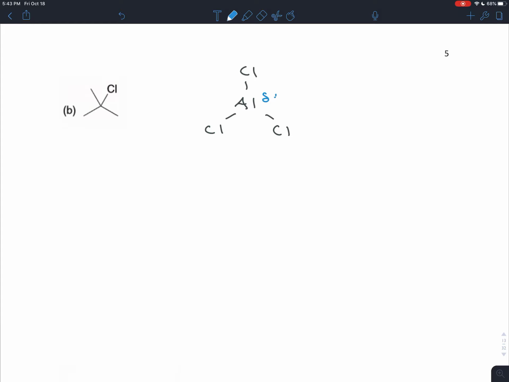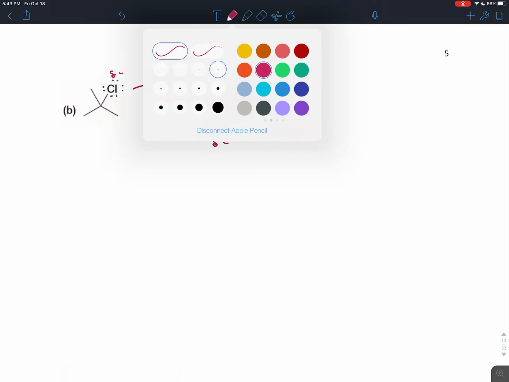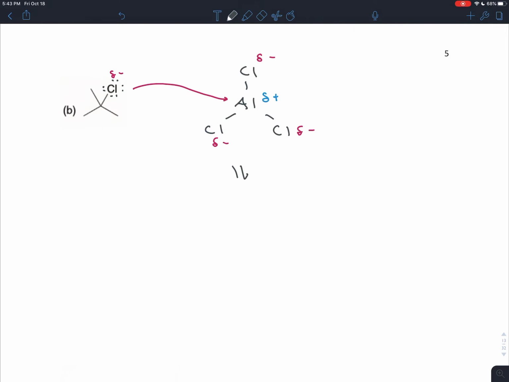The aluminum is slightly positive because it's a metal, very low electronegativity. The chlorines are slightly negative. This chlorine is slightly negative, but also when it gets close to the positive charge on the aluminum, all the electrons in the chlorine rush towards it because the chlorine's so big and polarizable, and it attacks the aluminum. We get our first intermediate.